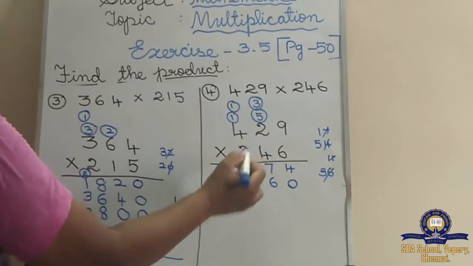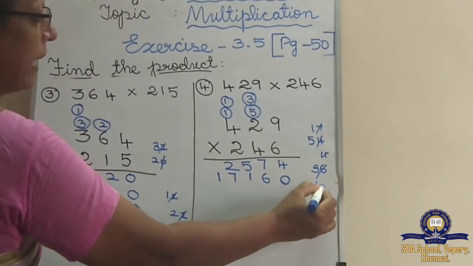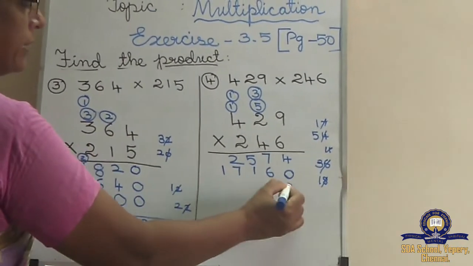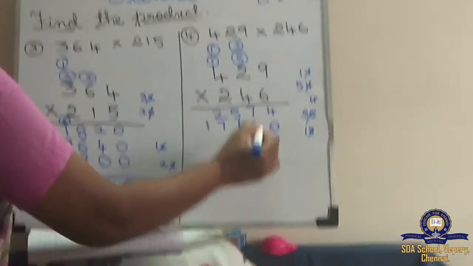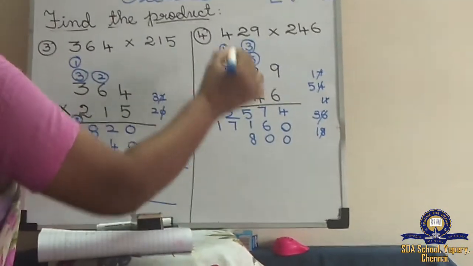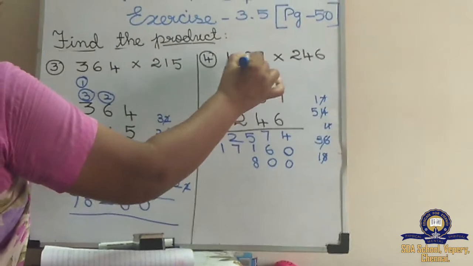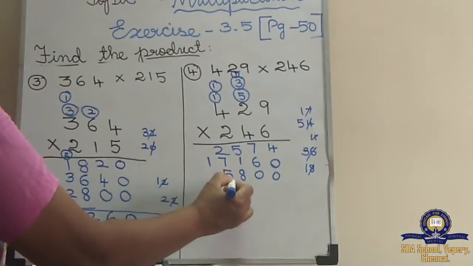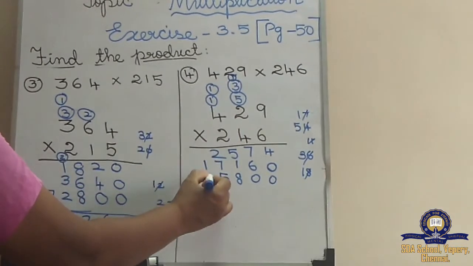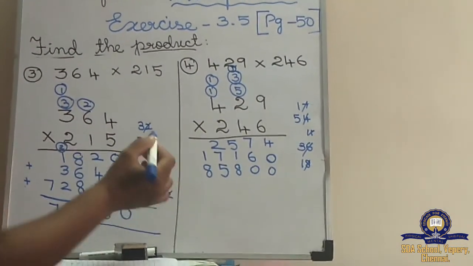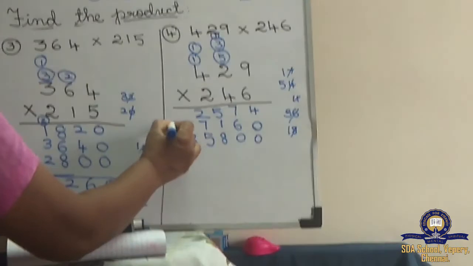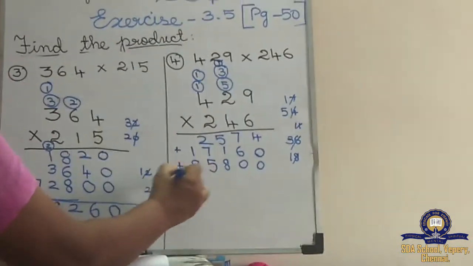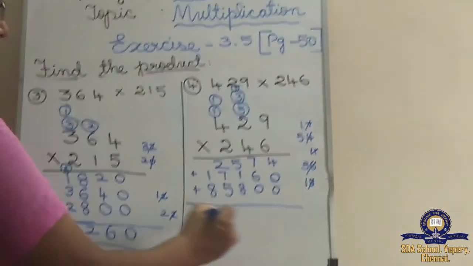2 tables very easy. 2 nines are 18. You have to put how many zeros here? 2 zeros. 18. Put 1 here. 2 twos are 4. 4 plus 1, 5. 2 fours are 8. So what you have to add, children? You have to add these 3 numbers.